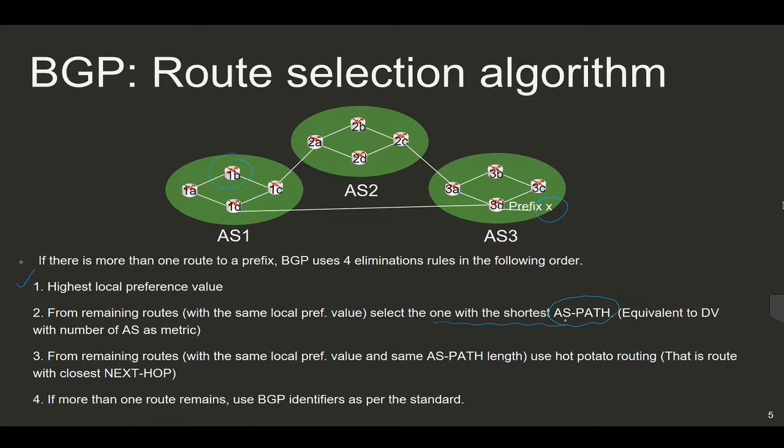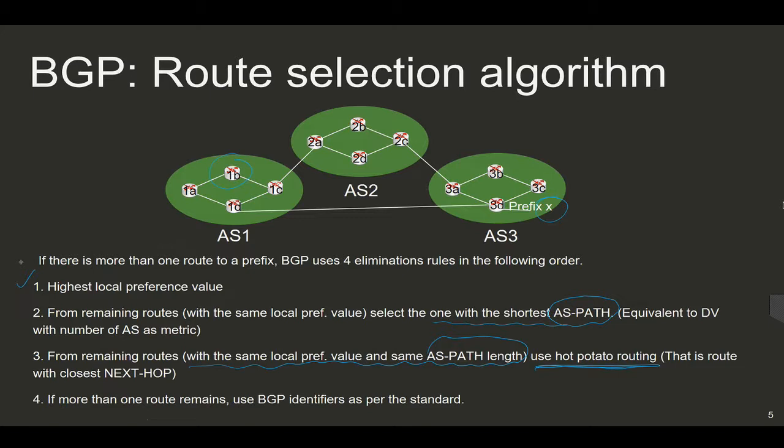So this is the same as, or similar to, using distance vector, with the number of autonomous systems as the metric. And if after that you still have more than one route left from the remaining ones that have the same local preference value and the same AS path length, then it's going to use hot potato routing. So basically that's the route with the closest next hop.